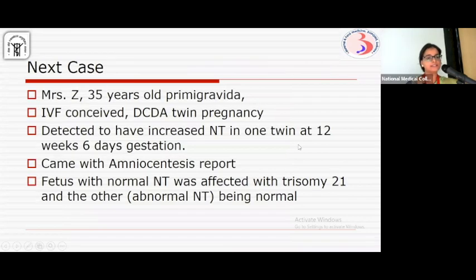Then the next case, Mrs. Z, 35 years old, primigravida, IVF conceived, bichorionic diamniotic pregnancy, was detected to have increased NT in one fetus at 12 weeks, 6 days gestation. Came with amniocentesis report to our department. The report was suggestive of the fetus with normal nuchal translucency being affected with trisomy 21, and the other with the abnormal nuchal translucency was found to have a normal karyotype.